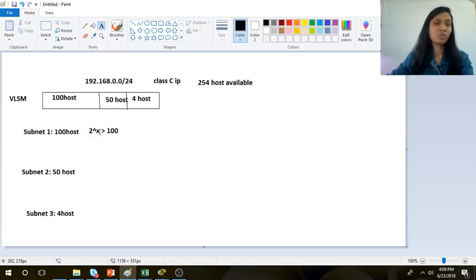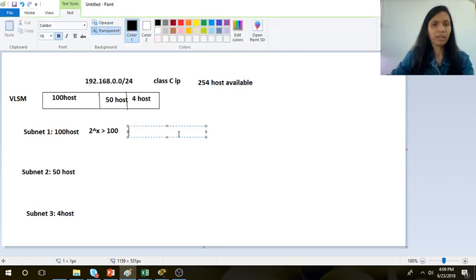You can get 2 raised to 8 also, which is greater than 100, right? But it is going to waste a lot of IP addresses. The least wastage would happen if you take x as 7. That is, you get 2 raised to 7, which gives you 128, minus 2, 1 for your network and 1 for your broadcast. So this will give you 126 valid hosts.